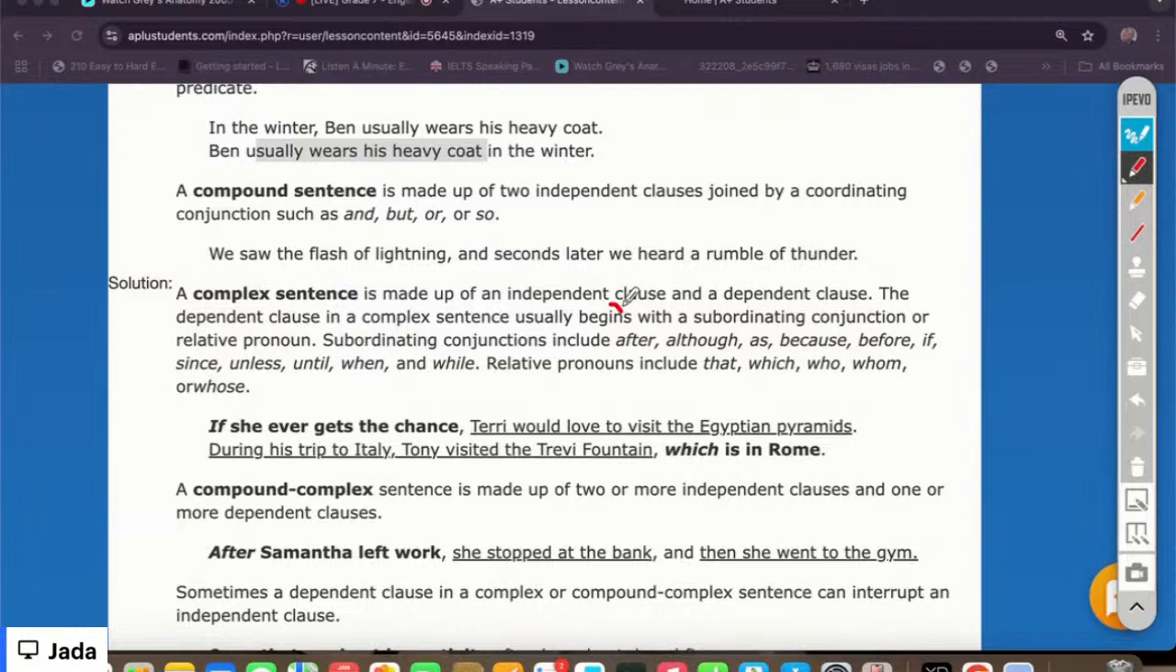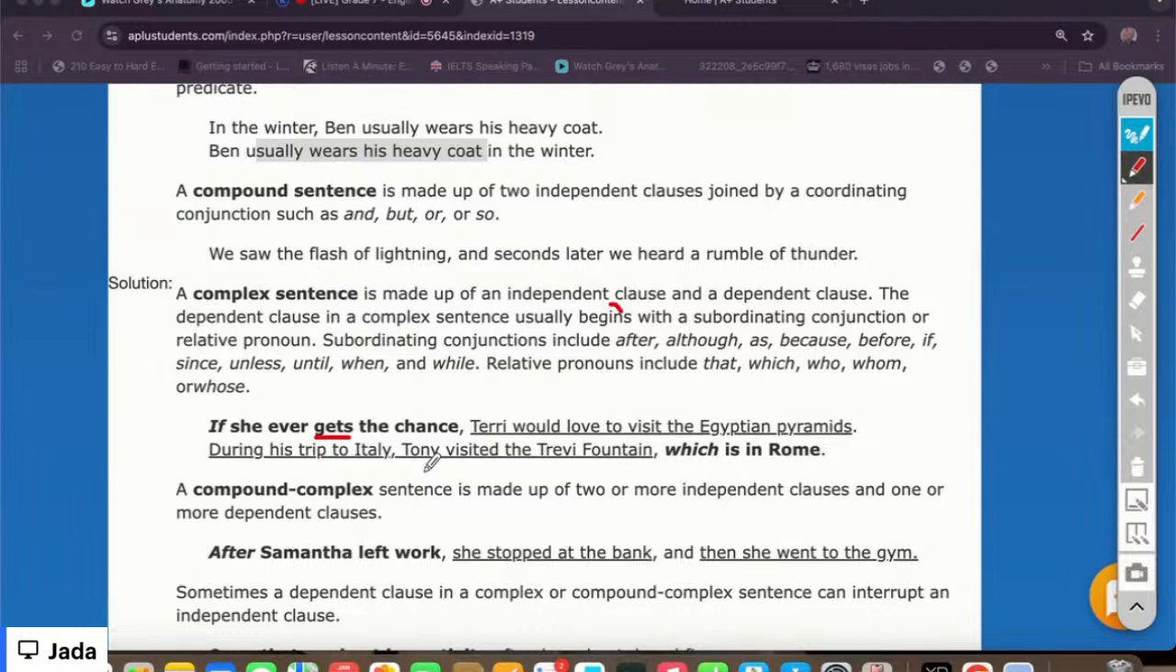So we have the subordinating conjunctions: after, although, as, because, before, if. And for relative pronouns we have that, which, who, whom, whose. So we have if here. If she ever gets the chance, Terry would love to visit the Egyptian pyramids. So if is a subordinating conjunction, and it started the sentence, which means that the first part is a dependent clause, the second is independent. So we also have, during his trip to Italy, Tony visited the Trevi Fountain, which is in Rome.